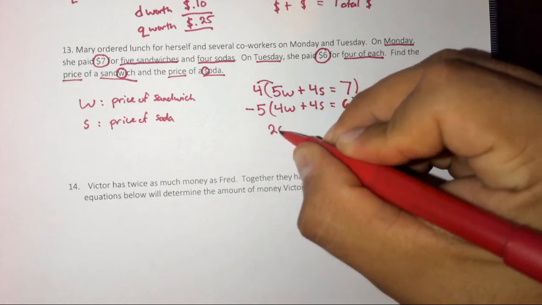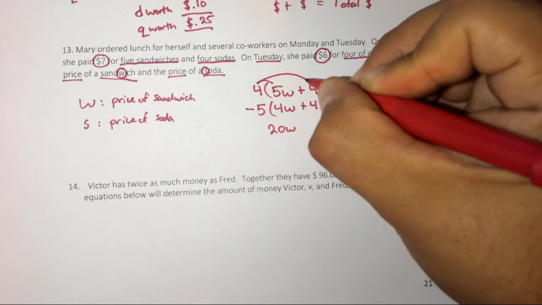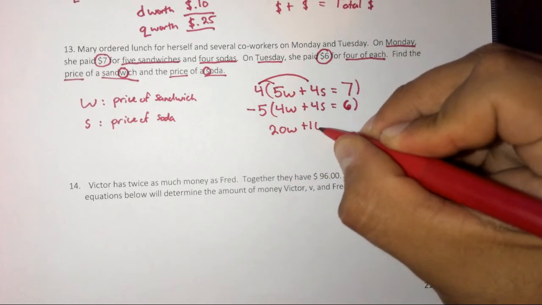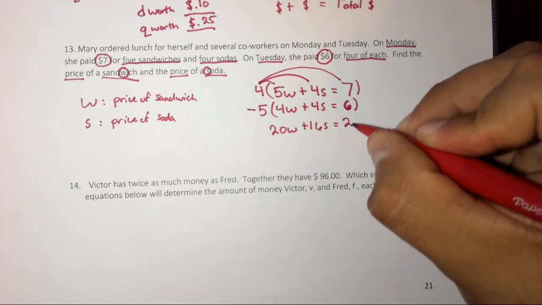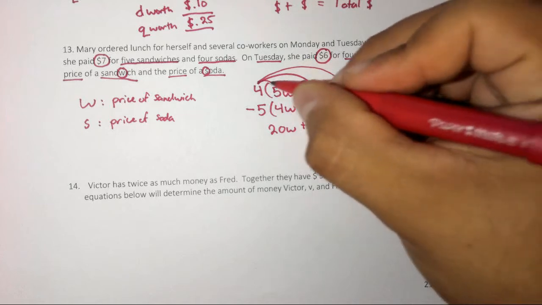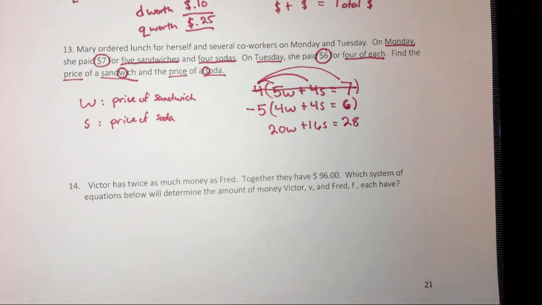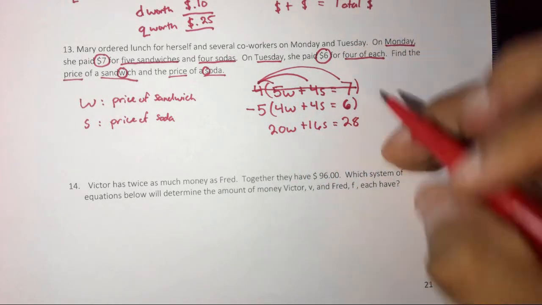4 times 5 is going to give me 20W. 4 times 4S is going to give me plus 16S. And then 4 times 7 is going to give me 28. Once I'm done distributing, I'm going to draw a line through that top equation. And then we go down to the bottom.